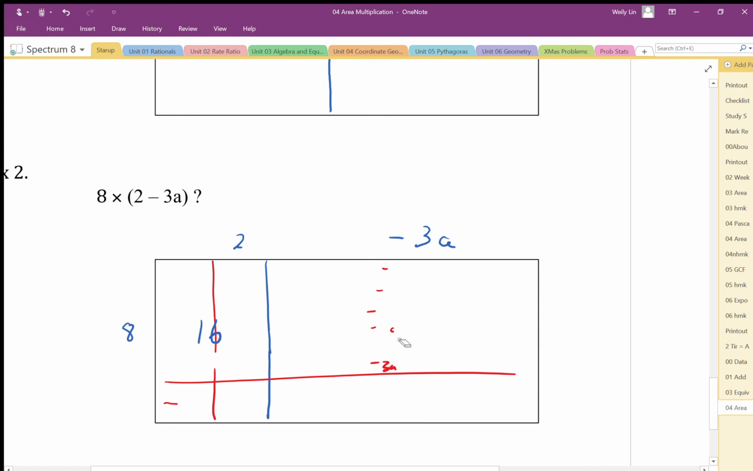So again, if we want, we can draw all the little bits and pieces in there like this, but we can start generalizing this and saying that this is going to be 8 times -3, which is -24 groups of a. And then that's it.